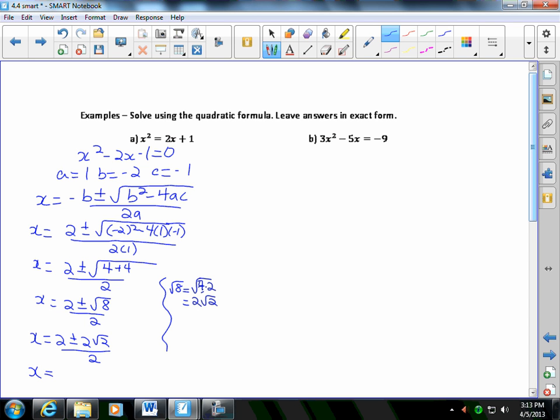So now I can simplify. 2 divided by 2 leaves me with a 1. Then I have my plus or minus. 2 divided by 2 again leaves me with a 1 and a square root 2. So my two solutions are 1 plus square root 2 and 1 minus square root 2. And this one told me to leave it in exact form, so that is the exact form.